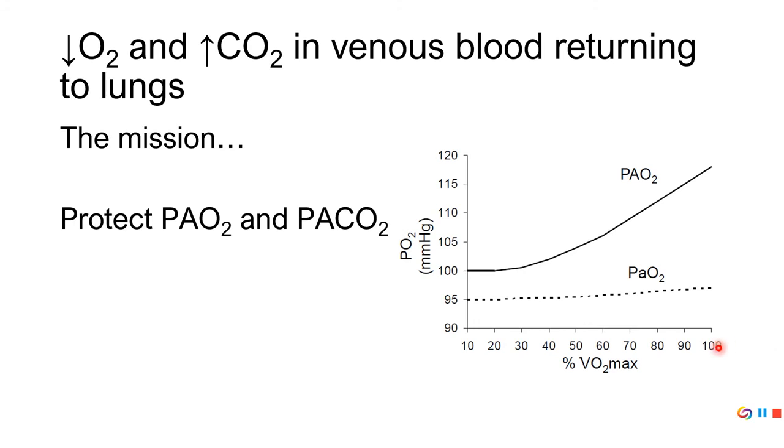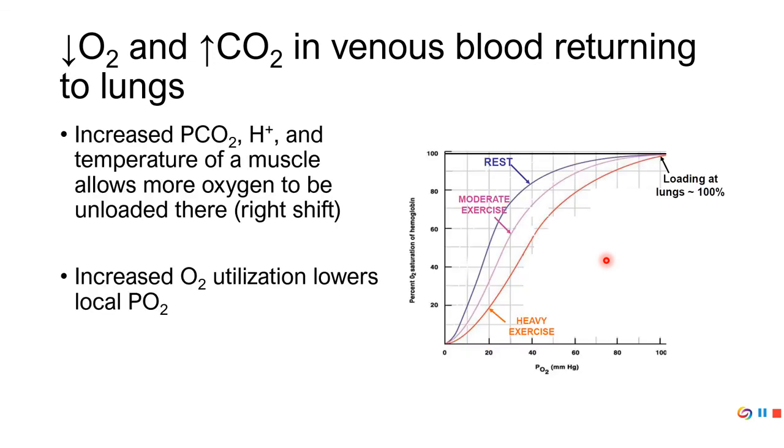Now, first of all, I want you to look at this figure here. So we've got intensity on the x-axis in terms of percent VO2 max, and we've got pressure on the y-axis. Notice that arterial oxygen stays relatively constant through max exercise, maybe even increases a little bit. However, alveolar oxygen actually increases. Okay, so why is that the case?